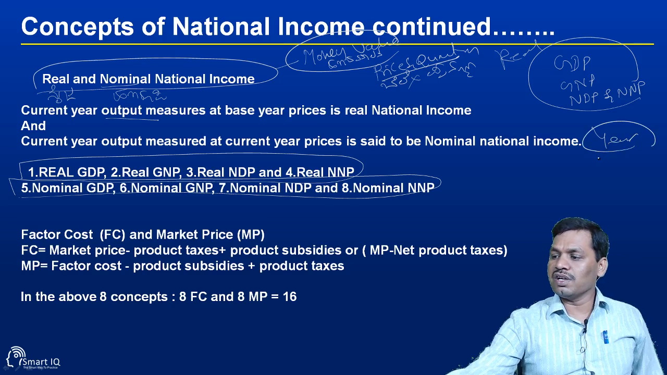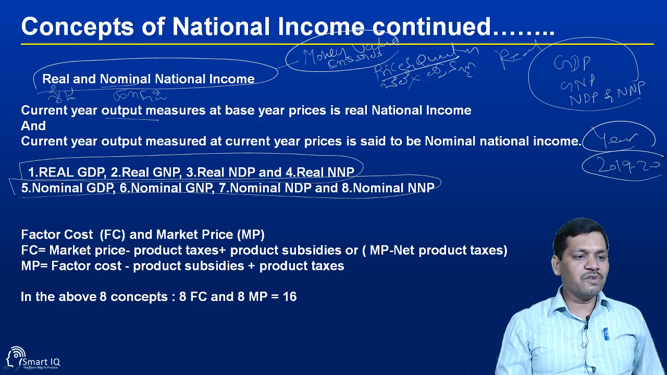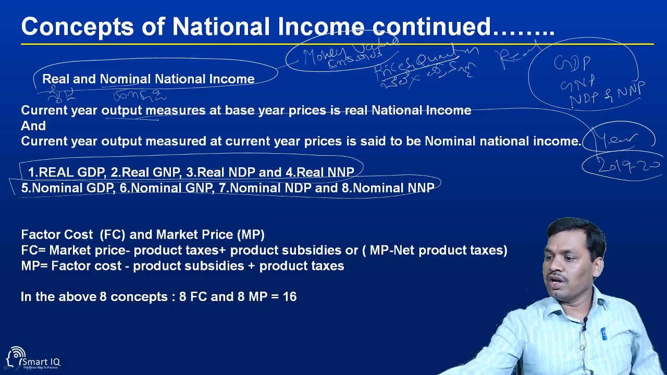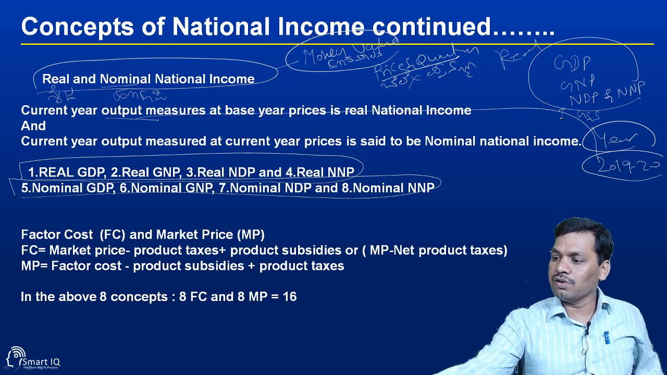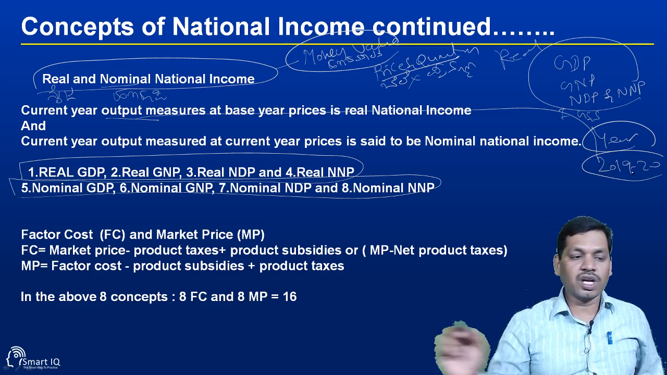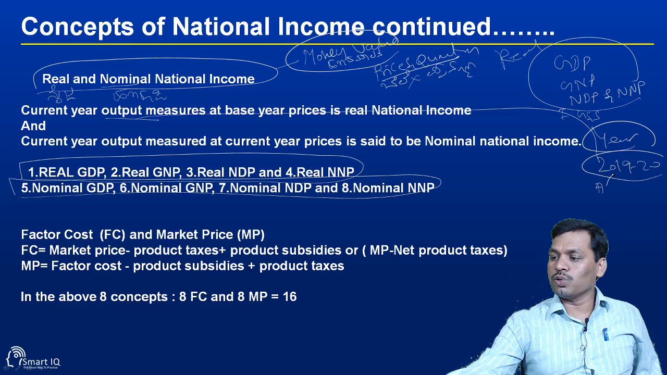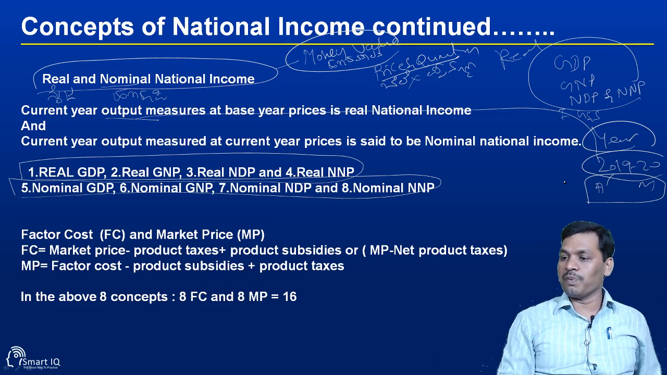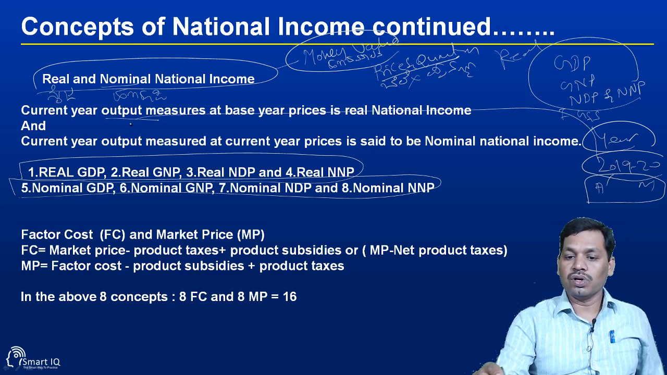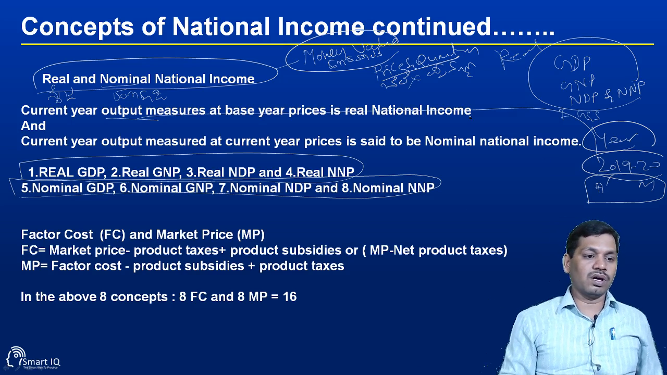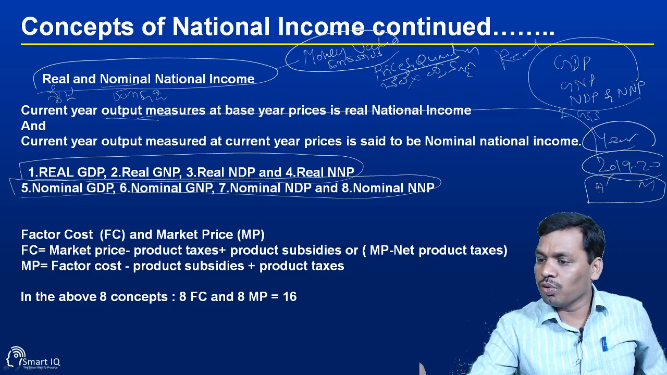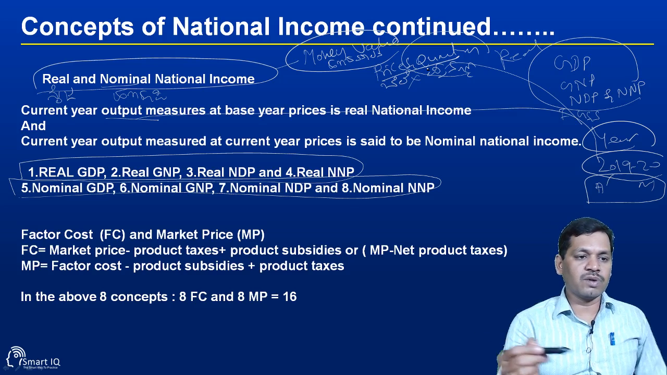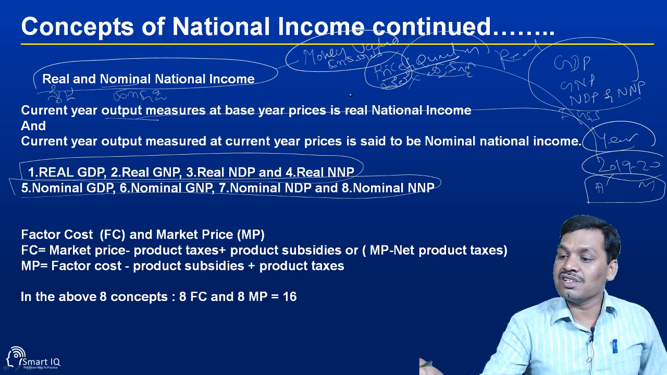Assume we are estimating GDP of 2019-20. The final goods and services must be produced in the 2019-20 financial year, that means April 2019 to March 2020. So the output should belong to that period. Quantity is the output produced in the respective year for which you are going to estimate national income. And the price is very, very crucial.